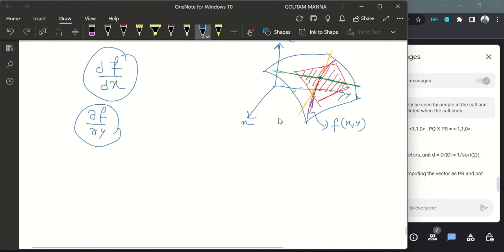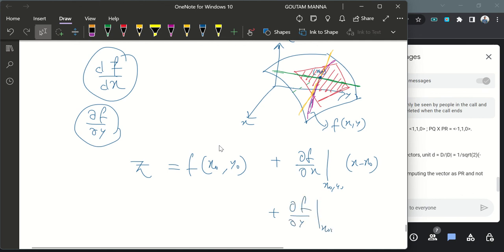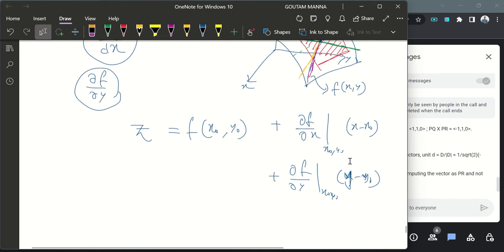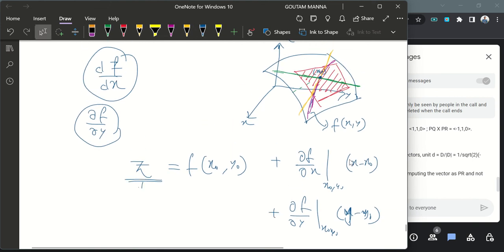And now on this tangent plane, as these two lines are there, any point which is near this, let's say you are calculating at some x0 y0, so near this x0 y0 on this tangent plane, that can be expressed as f of x0 y0 plus del f del x at x0 y0 times x minus x0 plus del f del y at x0 y0 times y minus y0. Now the error that he is talking about in that class, so this is a point on the tangent plane.